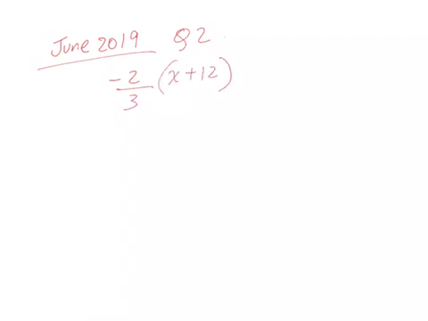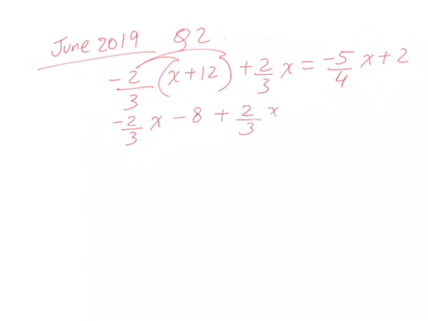So we have another equation in this one. June 2019 question 2. So negative 2/3 parentheses x plus 12 plus 2/3 x is equal to negative 5/4 x plus 2. So this is our equation. Let's distribute, right? So we get negative 2/3 x minus 8 plus 2/3 x is equal to negative 5/4 x plus 2.